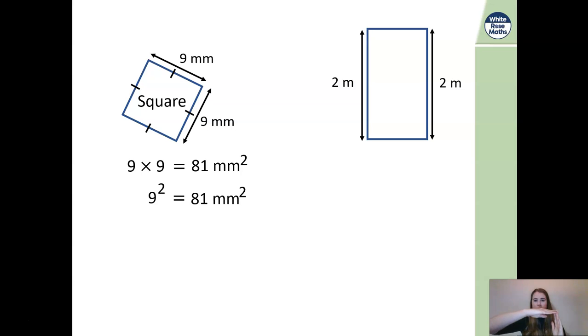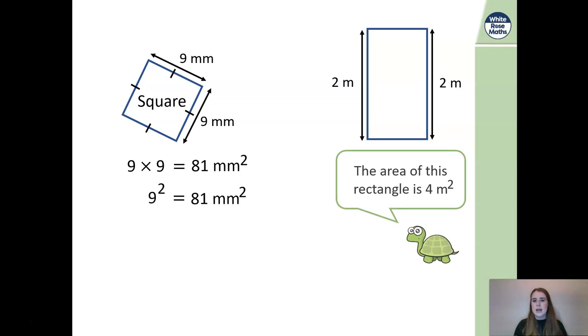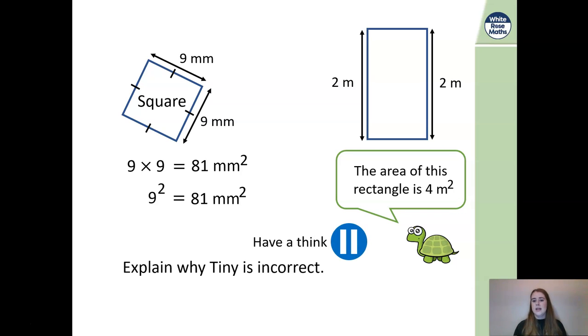See if you remember perpendicular. So this is going to be one of our other lines that joins at a 90-degree angle. So we need our line that's going to be at the top of our shape. Okay, Tiny says that the area of this rectangle is going to be 4 metres squared. Have a pause and think and explain why you think Tiny is incorrect.